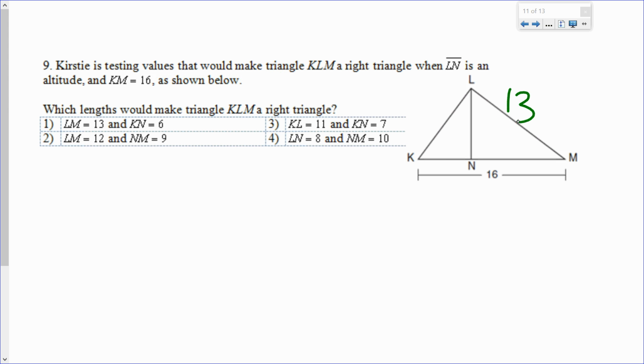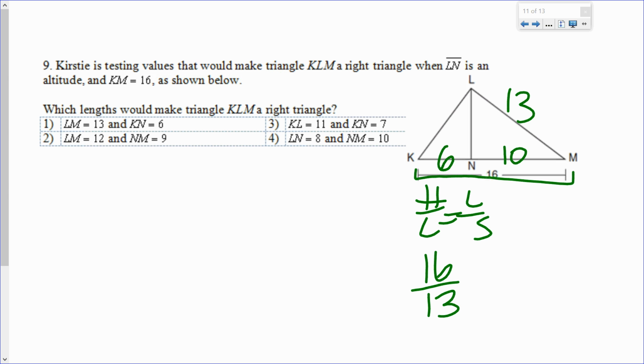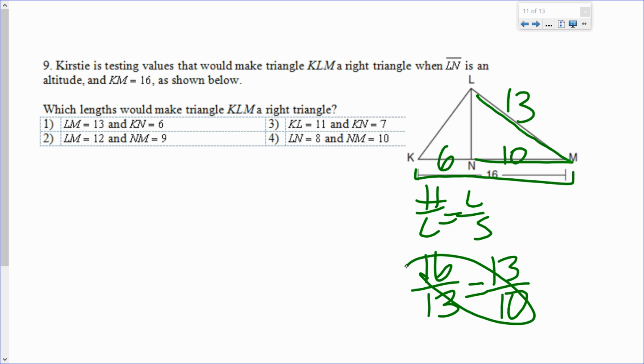And KN is 6. So first off, if KN is 6 and this whole thing is 16, that would make NM 10. Because there's a leg involved, I would do Hills. H is 16 over L is 13 equals L is 13 over S. If I'm using the right leg, I'm using the right segment. That would be 10. When I cross multiply and solve, I get 160 equals 169.